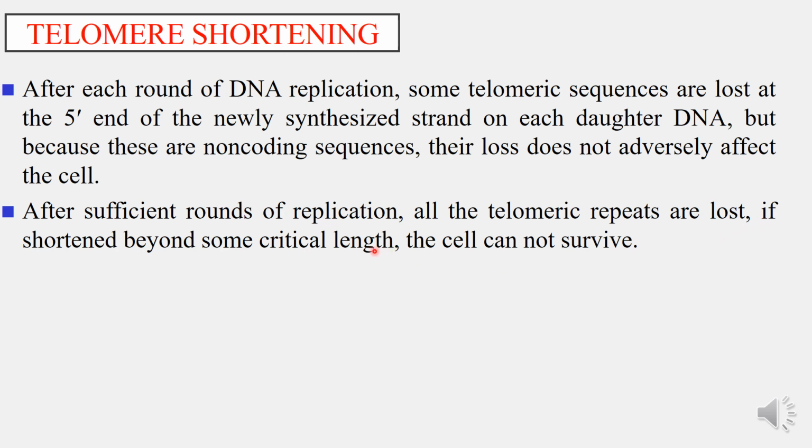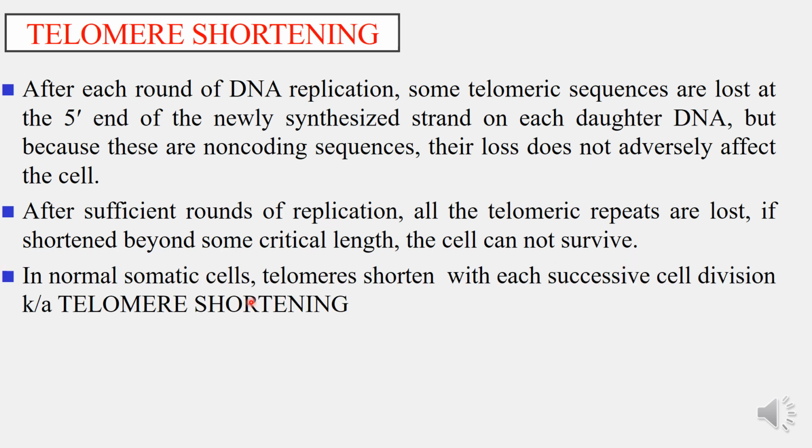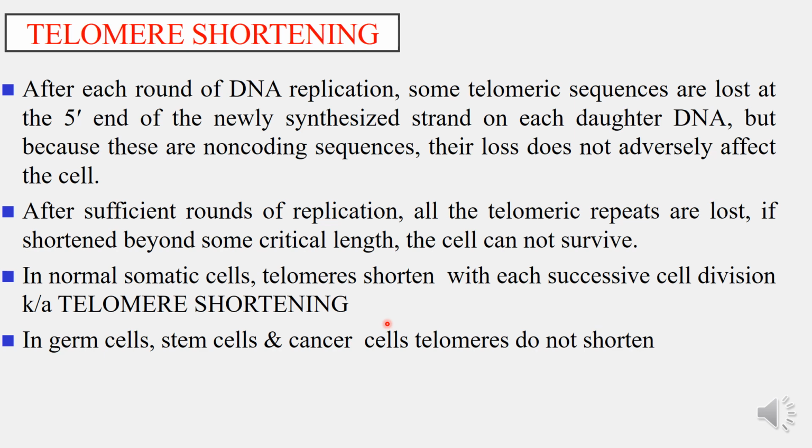If shortened beyond some critical length, the cells cannot survive. In a normal somatic cell, telomeres shorten with each successive cell division, and this is known as telomeric shortening. In germ cells, stem cells, and cancer cells, telomeres do not shorten. So the cells survive long.